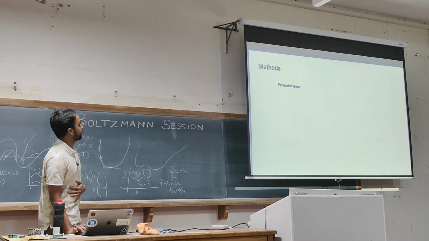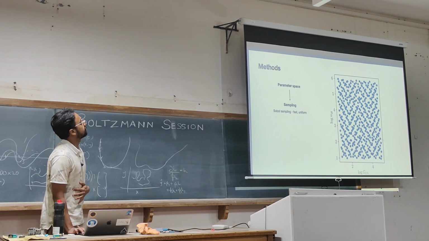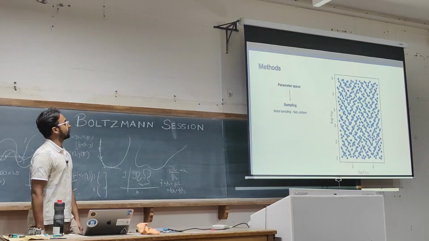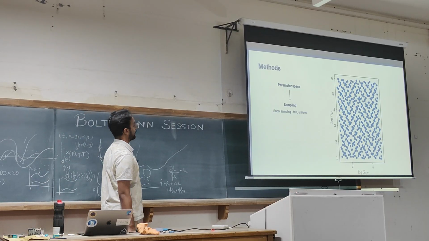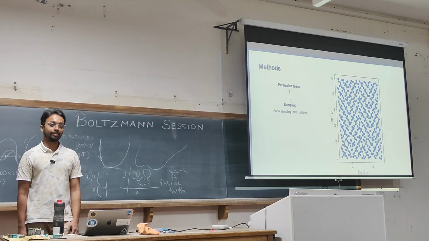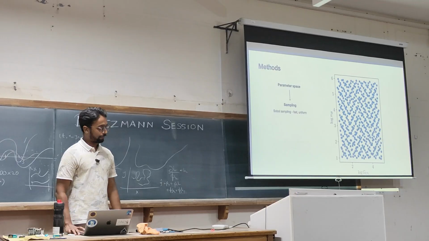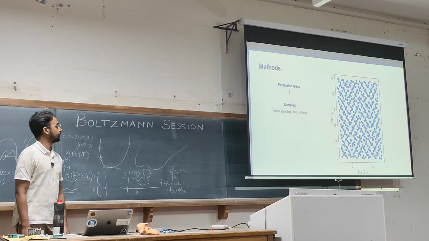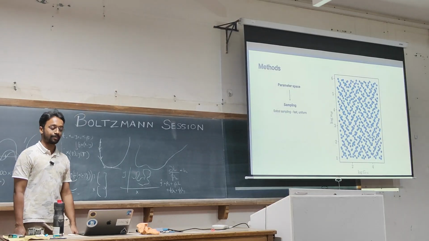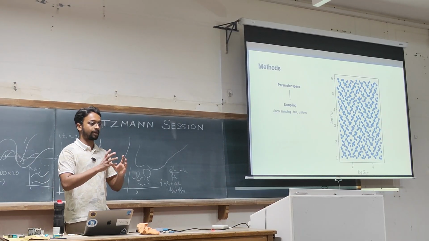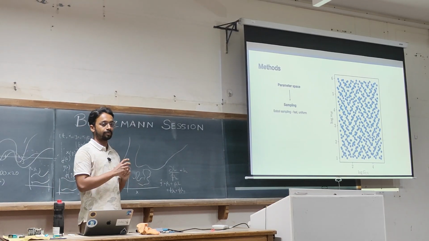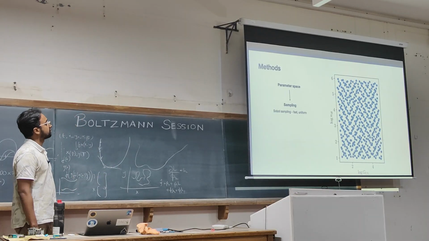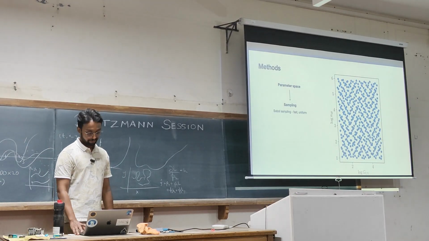I started with a parameter space, and once I had it, I sampled from that parameter space using a specific method called Sobol sampling. It is like random sampling, but it fills the parameter space more uniformly. When I used random sampling, it did fill the parameter space well, but there were also a lot of gaps in between. When I used this method, it was filling the space a bit more uniformly, I would say.